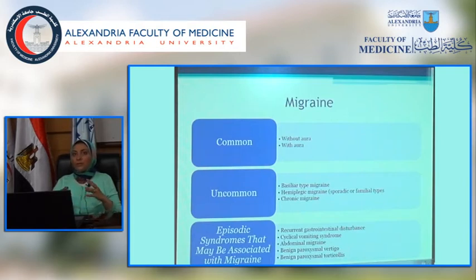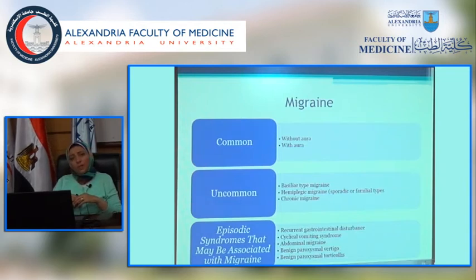The aura is the signs and symptoms that occur immediately before the onset of the headache. So we have migraine without aura, which is actually very common and constitutes about 90% of cases of migraine. And we have migraine with aura, which is about 10% of the cases. This is the most common type seen in pediatrics.